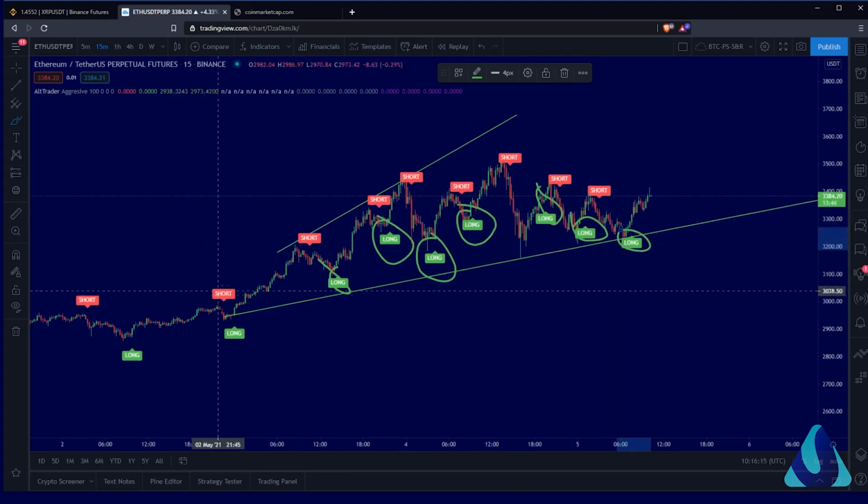So for instance, long here, obviously that played out well. There's a short here that played out well. This long played out well. This short was okay. This long played out well. This short was okay. But then we see here there's another short and a long. That's fine.